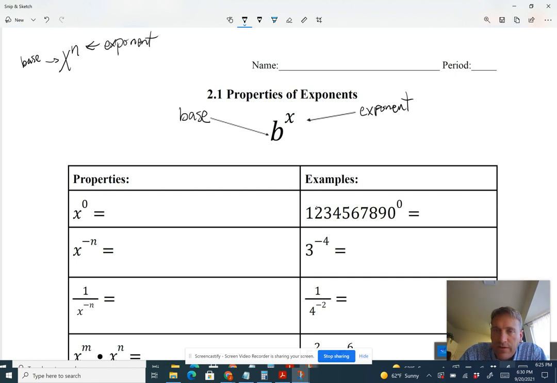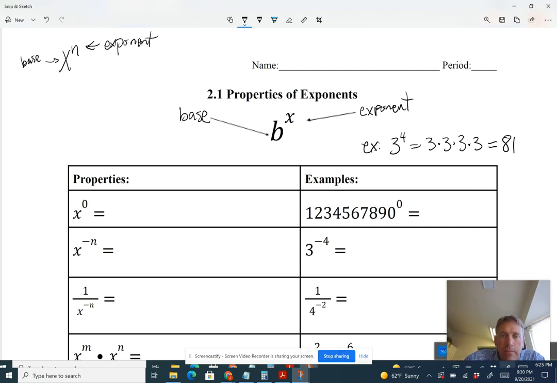So if we had, for example, 3 to the fourth power, that's the same as 3 times itself 4 times. 3 times 3 times 3 times 3, which comes to a total of 81.